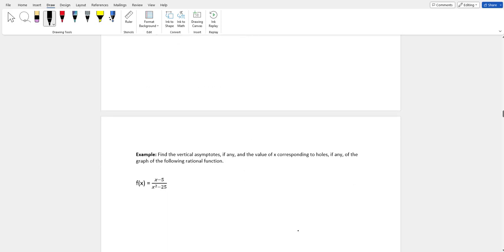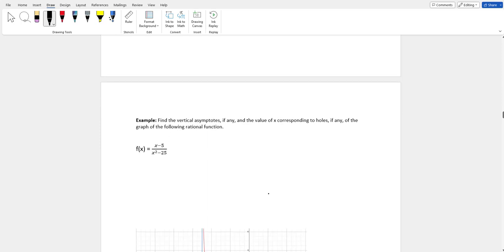In this example, we have f of x is equal to x minus 5 over x squared minus 25. We're going to find the vertical asymptotes, if any, and the value of x corresponding to holes, if any, of the graph. First we can reduce this. x squared minus 25 factors into x plus 5, x minus 5.